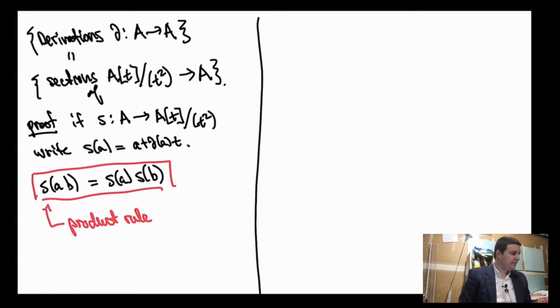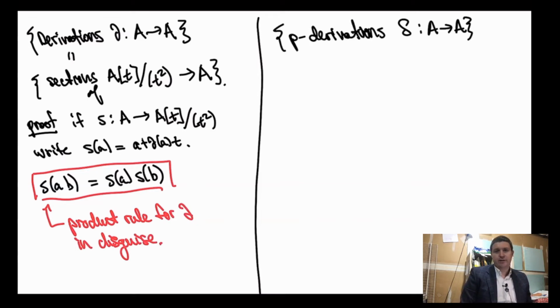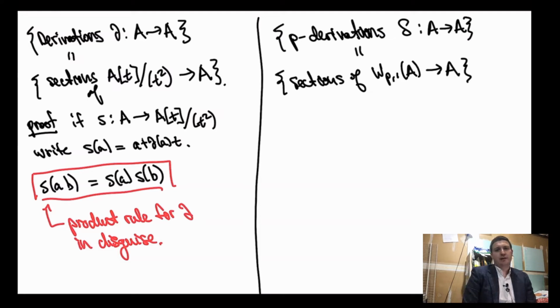So this encodes the product rule in disguise. Similarly, p-derivations correspond to p-typical Witt vectors. So p-typical Witt vectors and p-derivations are friends. And it's exactly the same thing.